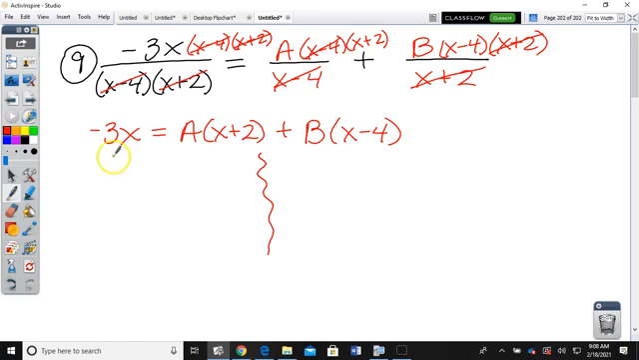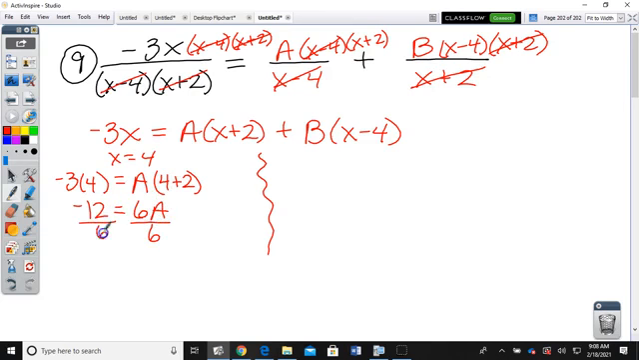Bye-bye. So for this one, I'm going to let x be 4. So negative 3 times 4 equals a times 4 plus 2. Again, I'm not worrying about plugging it into the b part because it goes away. That will be negative 12 equals 6a. Divide by 6. So a is negative 2. Okay?